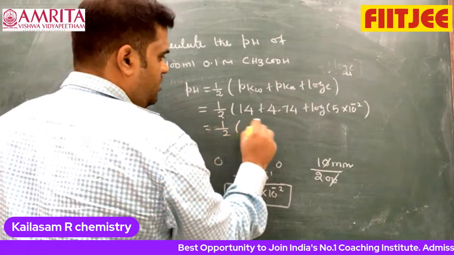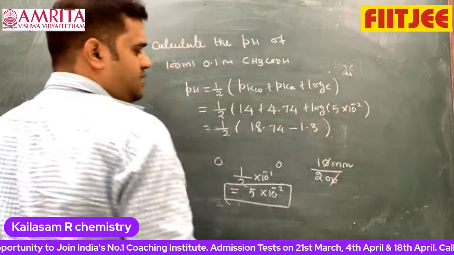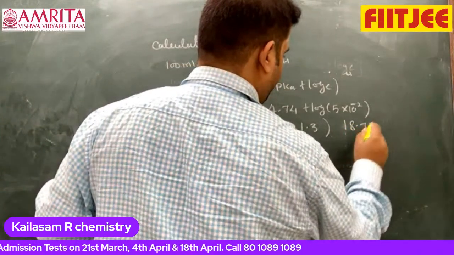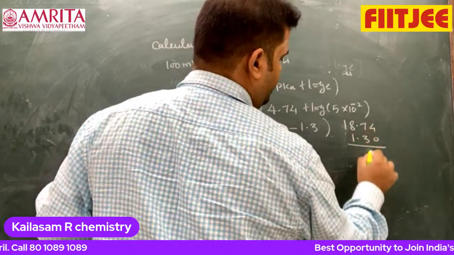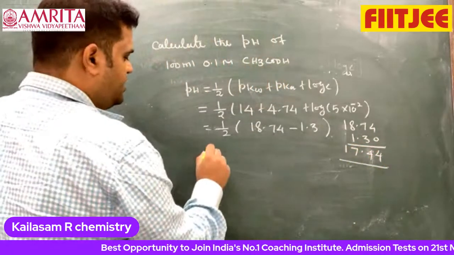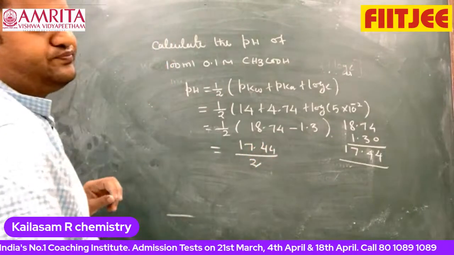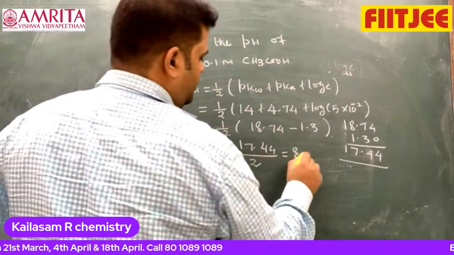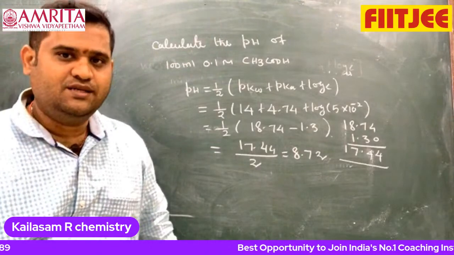Therefore 1 by 2 of 14 plus 4.74 minus 1.3, that is 18.74 minus 1.30, which is 17.44. Divided by 2, the pH of the solution is 8.72.